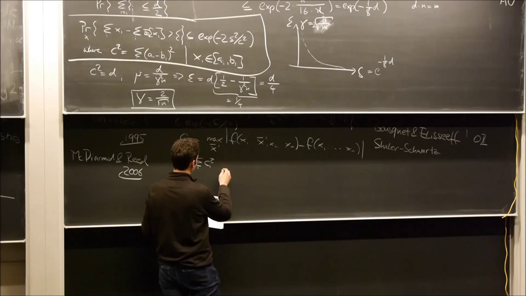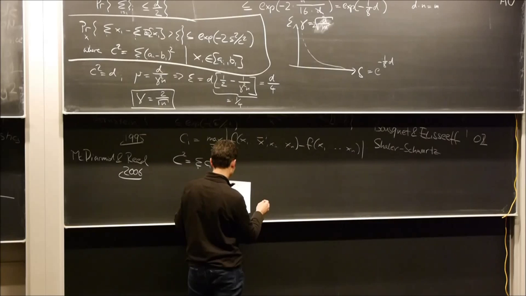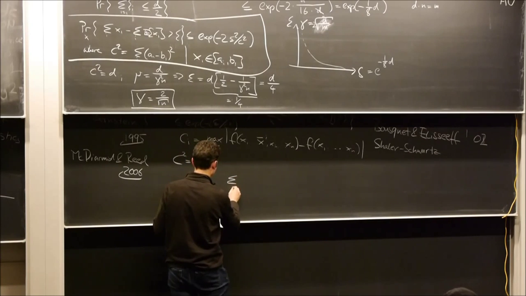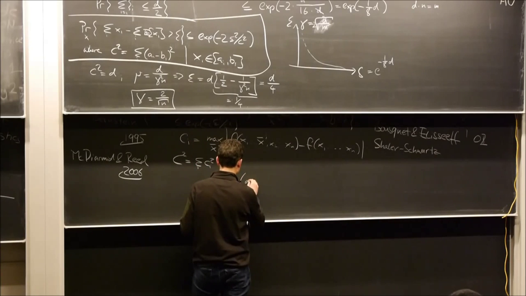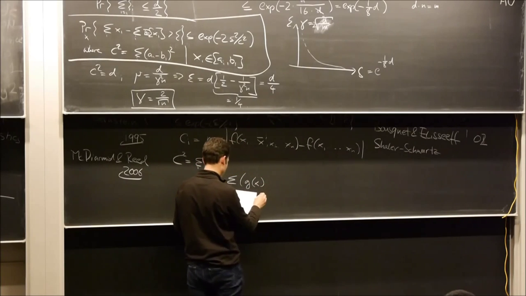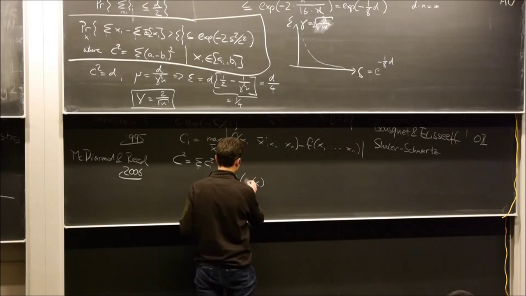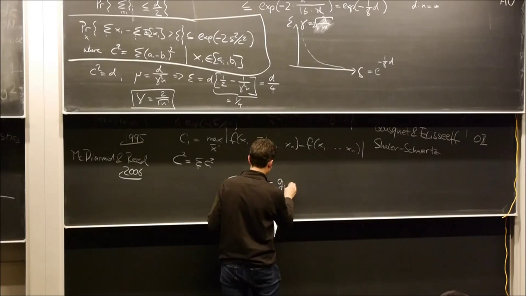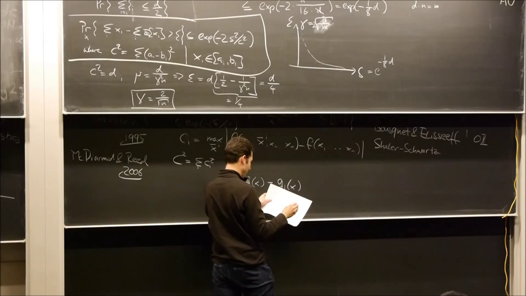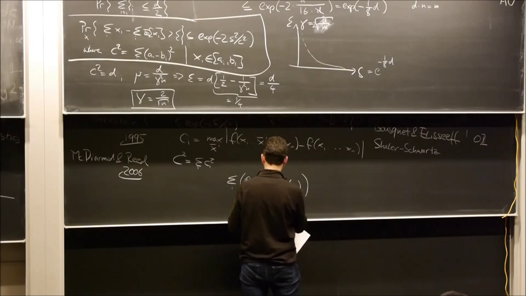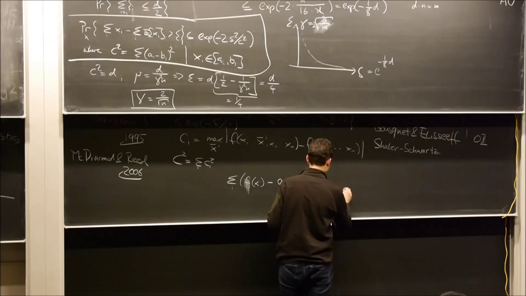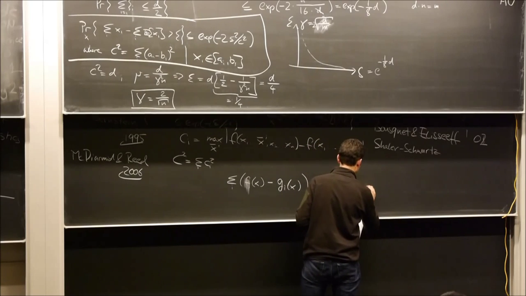So basically, what you do there is, self-bounding functions have the following form. You basically sum over i of f of x minus gi of x, and I'll explain in a moment what they are. If this sum here is less than or equal to a times f of x plus b.